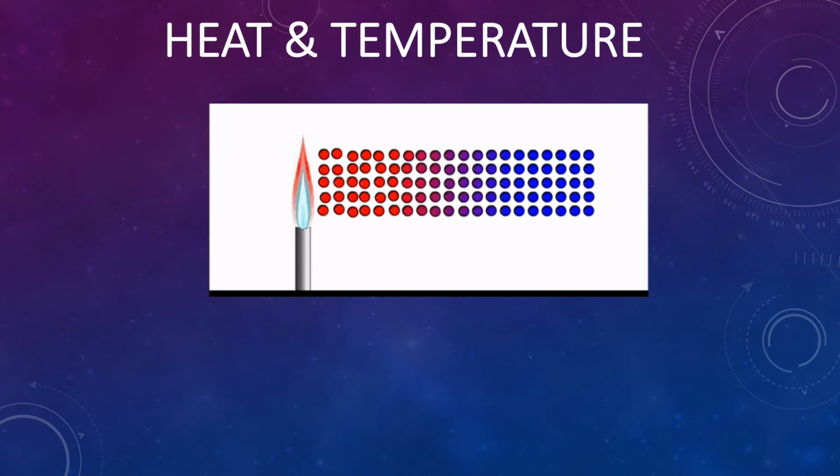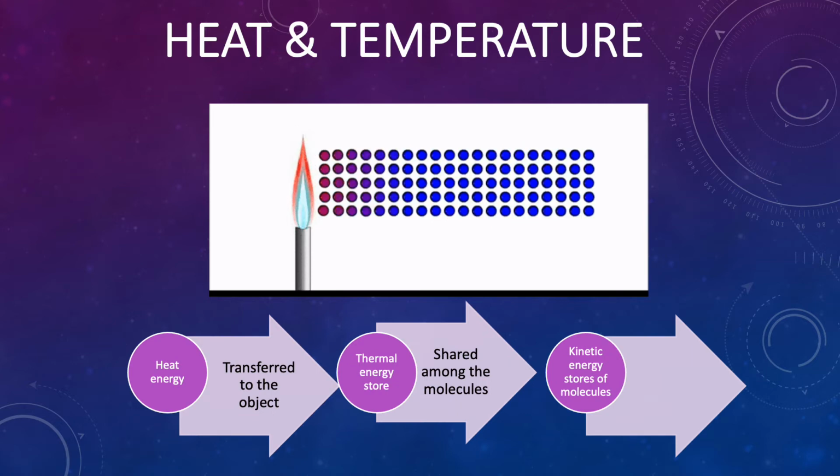Heating an object causes its temperature to rise by increasing the internal kinetic energy. By heating an object, we transfer energy to the thermal energy store of the object. This thermal energy will be shared among the particles or the atoms of the object and transferred to their kinetic energy stores.